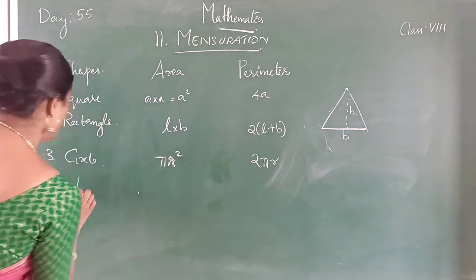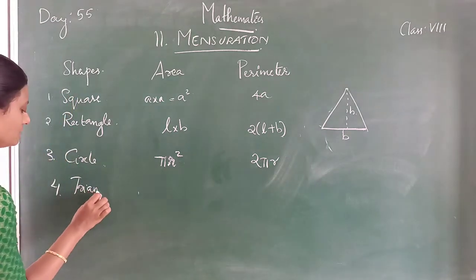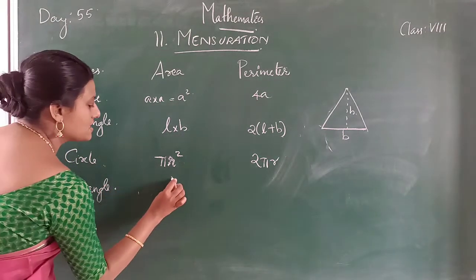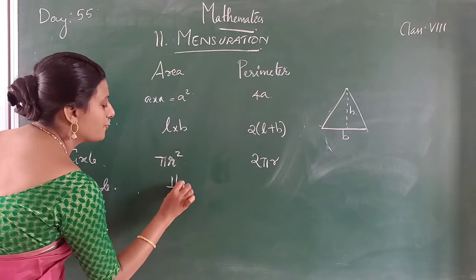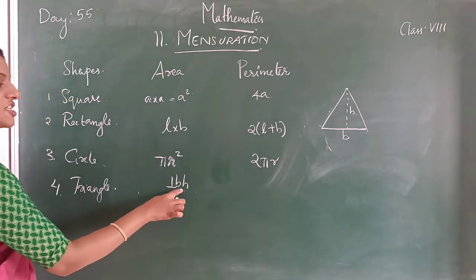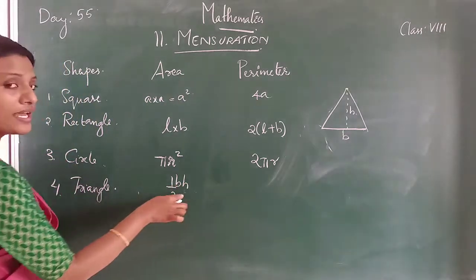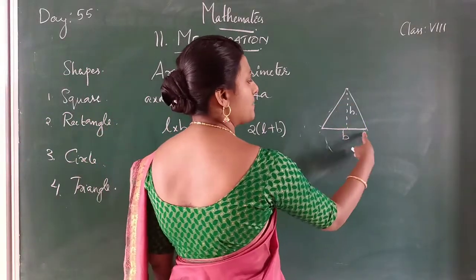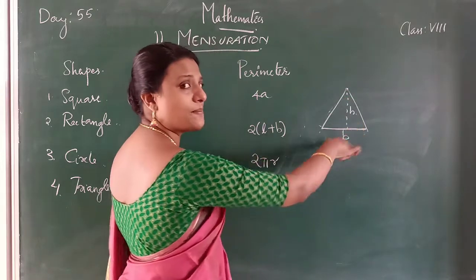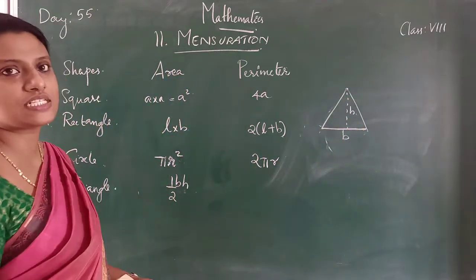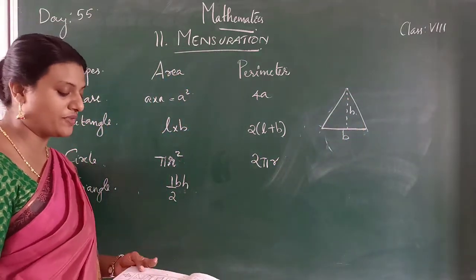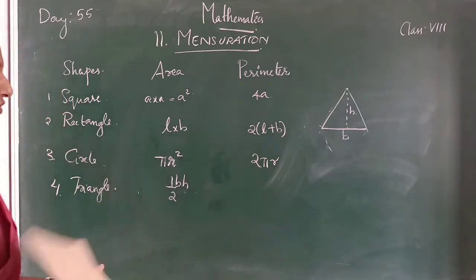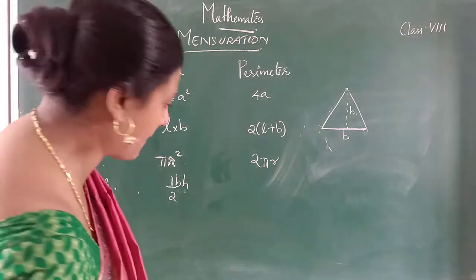The area of the triangle is half of BH or BH by 2, that is base into height divided by 2, and the perimeter is this side plus this side plus this side, first side plus second side plus third side. If the sides are given, you can find the perimeter of the triangle. And the fifth one is the parallelogram.